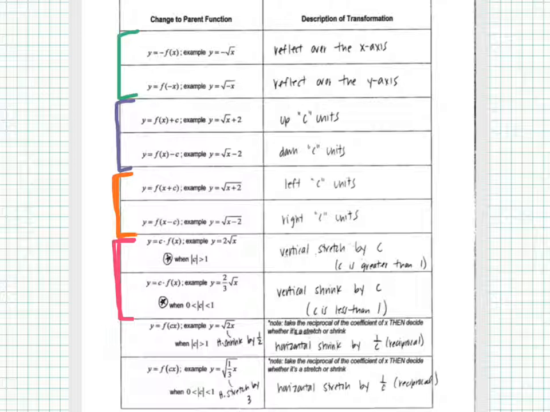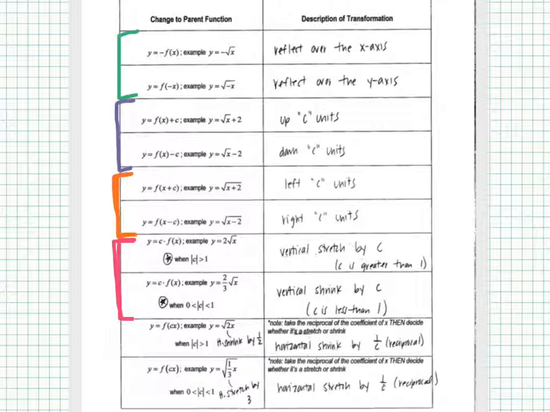So a vertical shrink is going to happen when you have a number on the outside multiplying it in that is in between 0 and 1. Now notice for these it says the absolute value of c. We only really care about the positive of this because if it's a negative on the outside, the negative is going to reflect it. It's not going to impact the vertical stretch or shrink. The negative does something different, so just focus on the number and decide whether it's going to be a stretch or a shrink. If it's bigger than 1, it stretches it. If it's smaller than 1, it's going to shrink it.